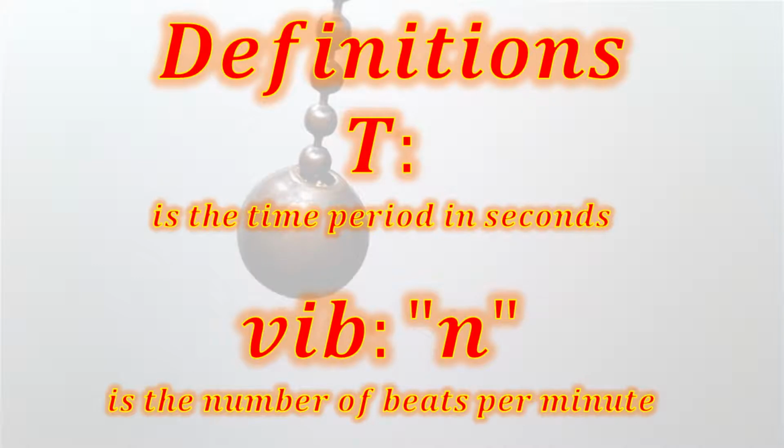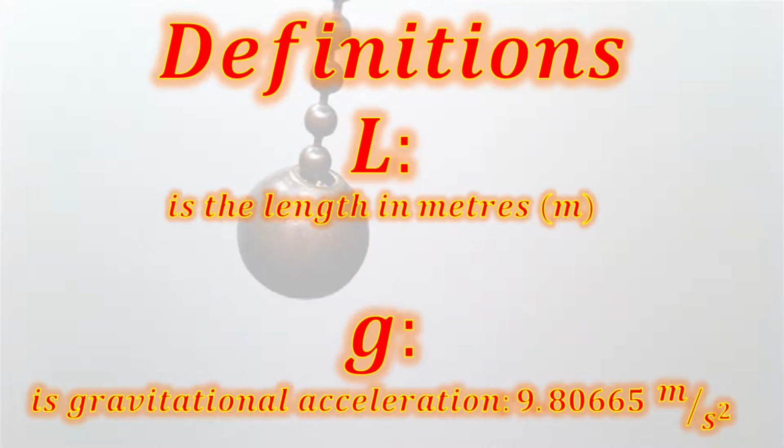So let's talk about some definitions real quick. Remember, capital T is the time period in seconds. Vibrations now, I will just call N for number. This is the number of vibrations per minute. Some more definitions here. L is the length in meters. Now I will eventually exchange that L for the small m for meters. It will make things a little easier. And small g is the gravitational acceleration on Earth.